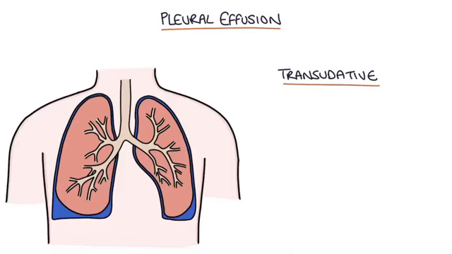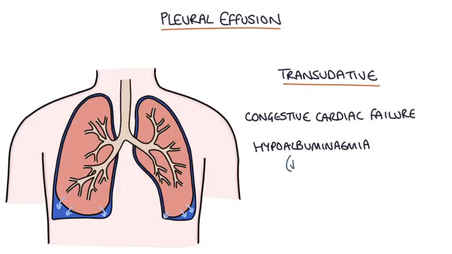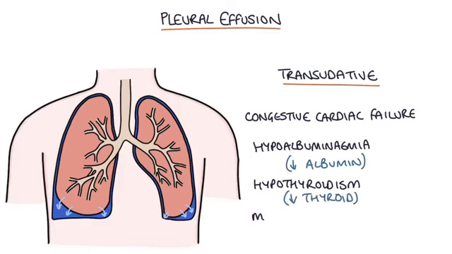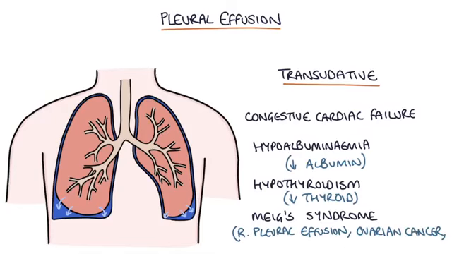Transudative causes relate to fluid moving across into the pleural space. Trans meaning moving across. And you can think of the causes of fluid shifting, which would be congestive cardiac failure, hypoalbuminemia or low albumin level in the blood, hypothyroidism or low thyroid level, Meigs syndrome, which is a triad of a right-sided pleural effusion, ovarian cancer, and ascites.